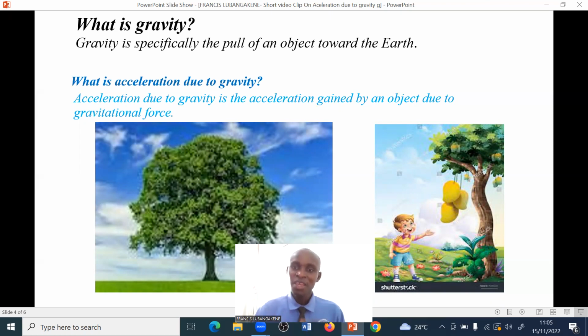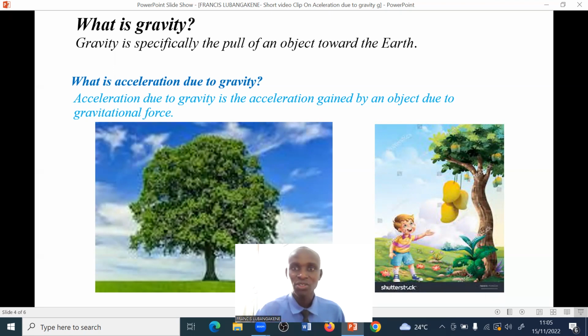So for that matter, children are always advised not to climb trees because they are also going to fall freely, and falling freely, they are also going to experience the acceleration due to gravity, because all of us have masses. Therefore, acceleration due to gravity applies to all masses on the earth, all masses in the universe, so they are attracted.